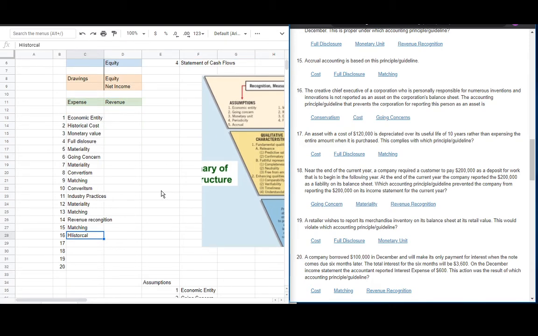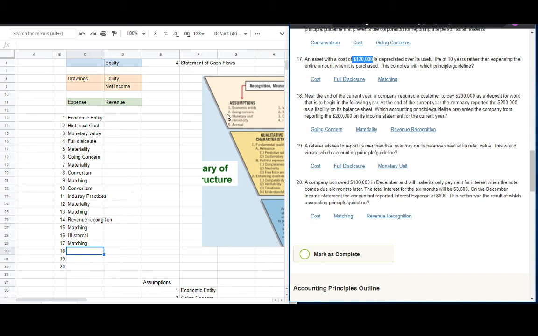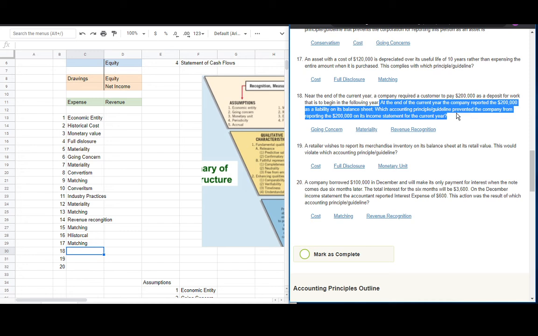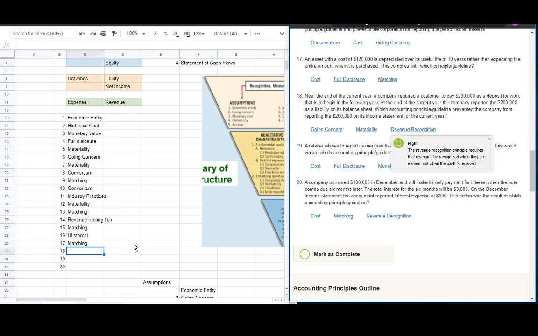So number 17, an asset with a cost of 120,000 is depreciated over its useful life of 10 years rather than expensing the entire amount when it is purchased. It is the matching principle. Again, matching the expenses over time. Di ba? Instead of matching the expense of the whole 120,000. So parang paunti-unti natin siya recognize yung expense. Ano siya, depreciation? Number 18, near the end of the current year, the company required the customer to pay 200,000 as a deposit for work that is to begin the following year. Okay, continue. So what is the accounting principle or guideline that prevented the company from reporting the 200,000 in its income statement? It is the revenue recognition.